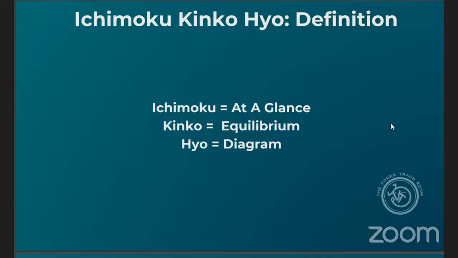So Ichimoku means at a glance. Kinko means equilibrium. So this is really all about where the equilibrium in the market is. You hear us say that a lot, where price has found the equilibrium, that price agreement between the bulls and the bears. And then Hyo is diagram. So Ichimoku Kinko Hyo simply means at a glance, equilibrium, and it's a diagram, a chart. That's what it is.